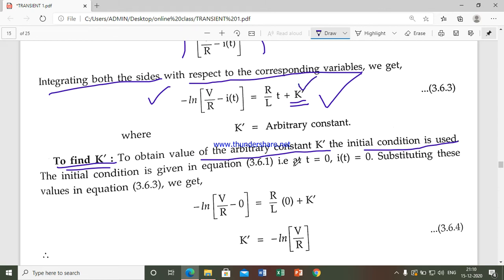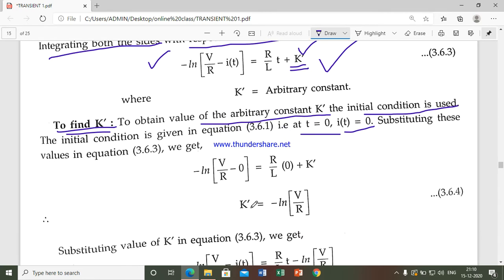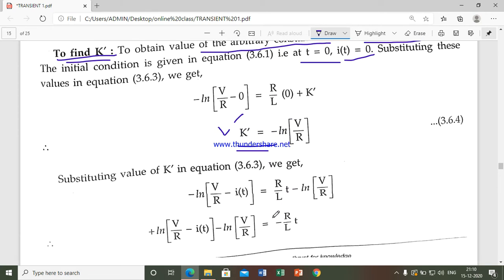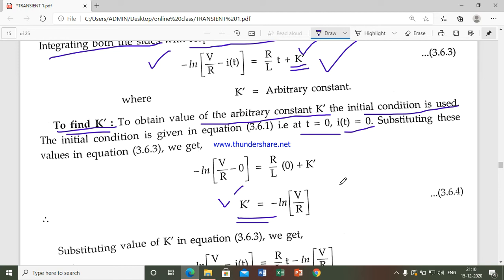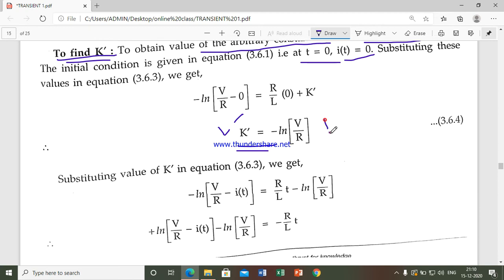Initial condition is given in the circuit. So what is the initial condition? At t equal to 0, you have just switched on at instant t equal to 0. In that condition, current will be 0 only. Substituting these values in the above expression, with I of t equal to 0 and t equal to 0, you will get K dash equal to minus ln V by R. K dash equal to minus ln V by R, so you will get the K dash expression like this.